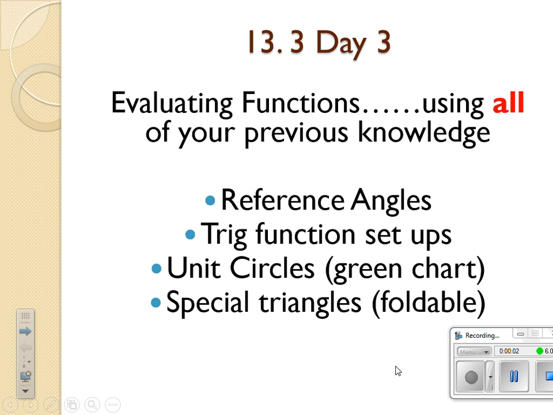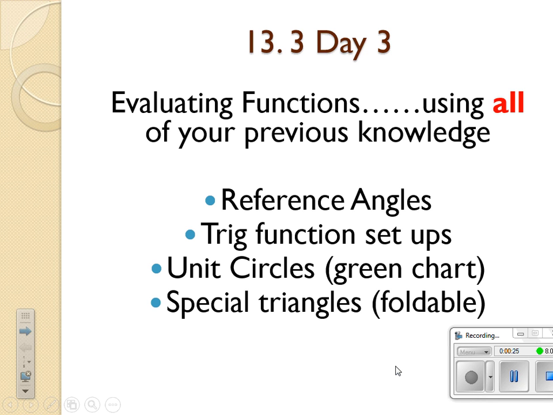Hello, Algebra 2 folks, and welcome to the last day of evaluating functions. Today we're going to use all of our previous knowledge that we've learned. We're going to need to know how to draw an angle. We're going to need to know how to find our reference angle. We're going to need to know how to find our reference triangle. We're going to have to be able to convert from radians to degrees.